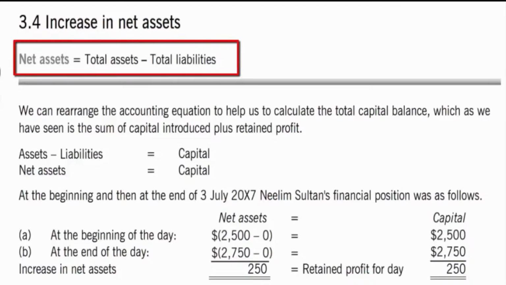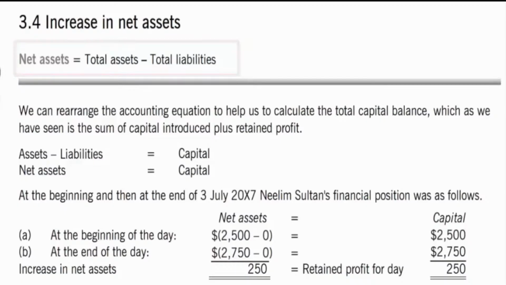Net assets are the difference between what the business owns, its total assets, and what it owes, its total liabilities. Basically, net assets are like the owner's piece of the business. In Neelam's case, we're told she has no liabilities or debts, so her net assets are simply everything the business owns. Let's walk through this day step by step.